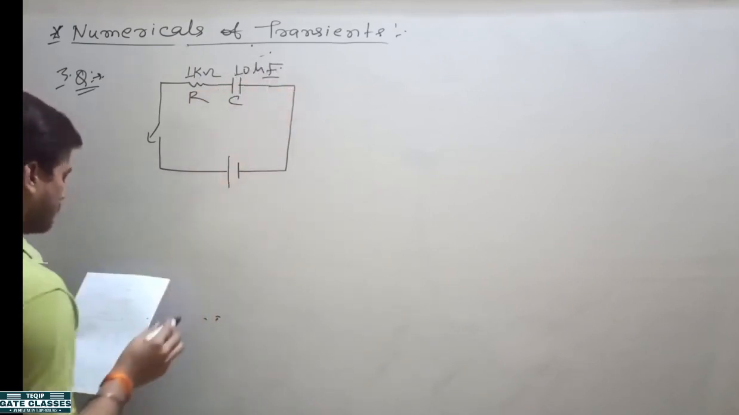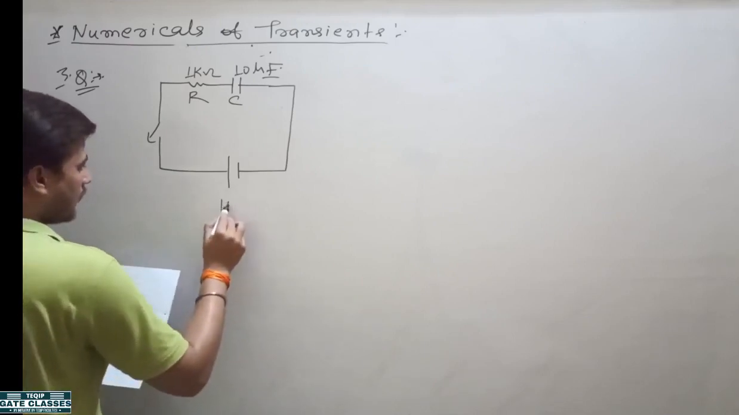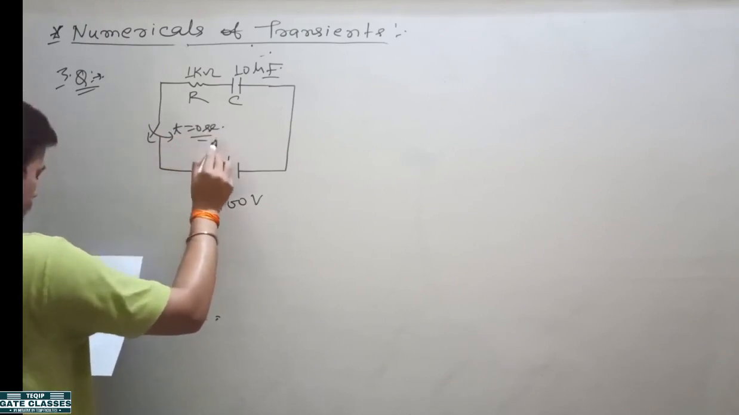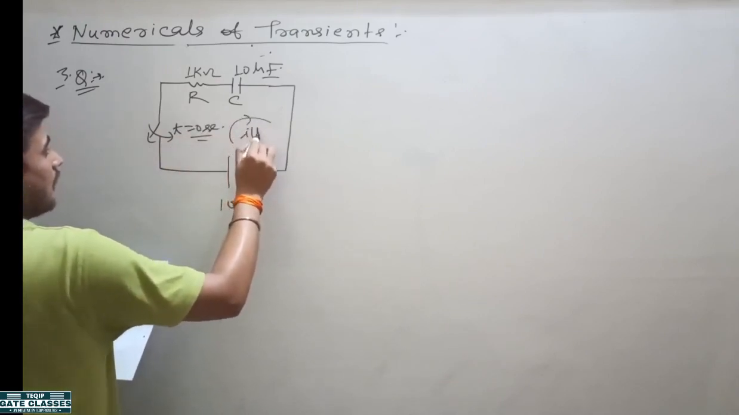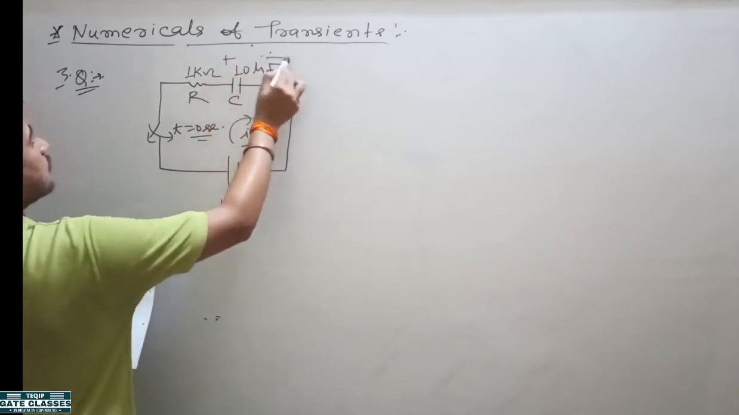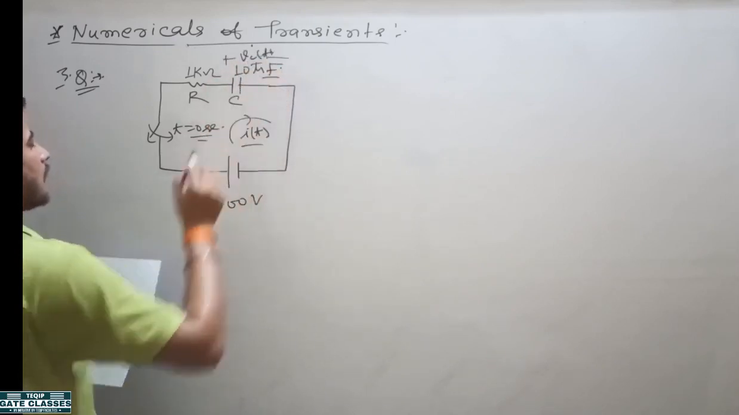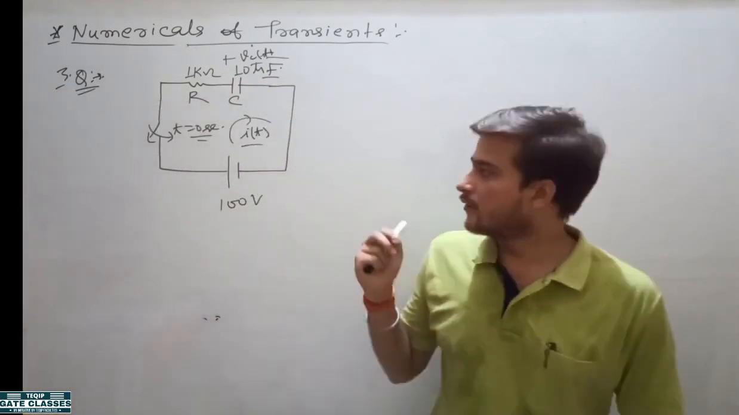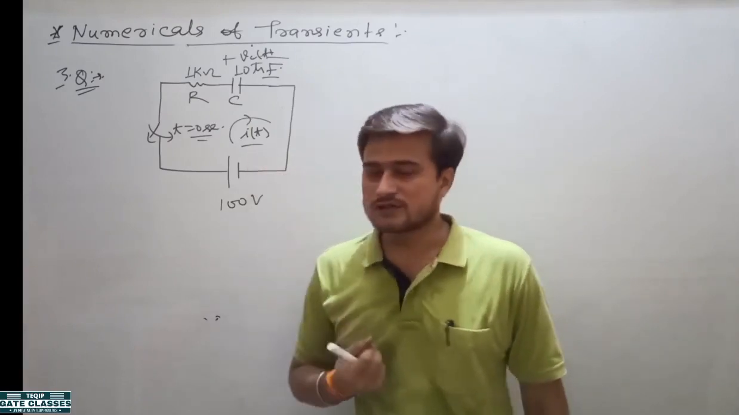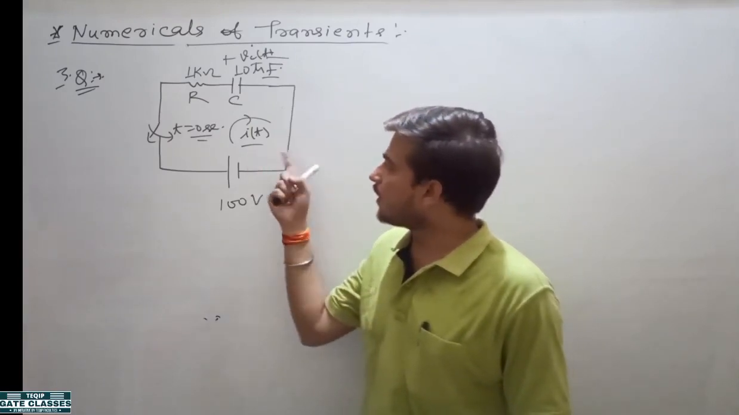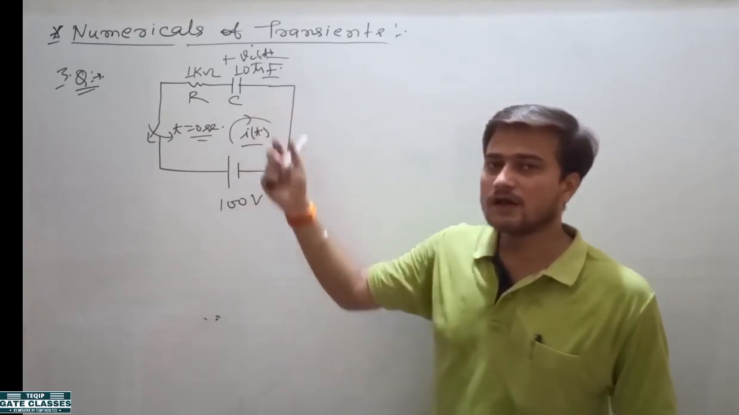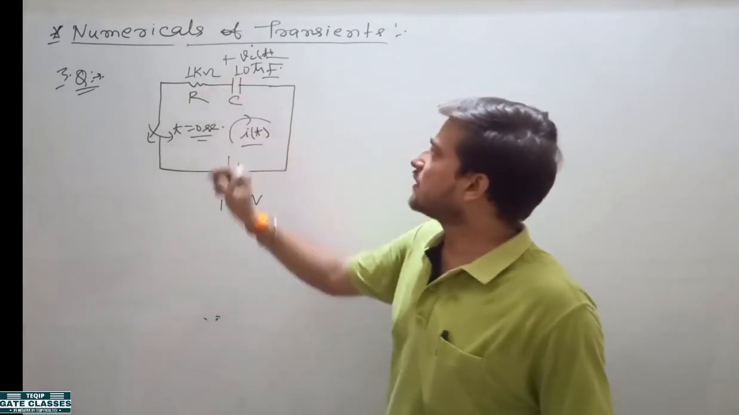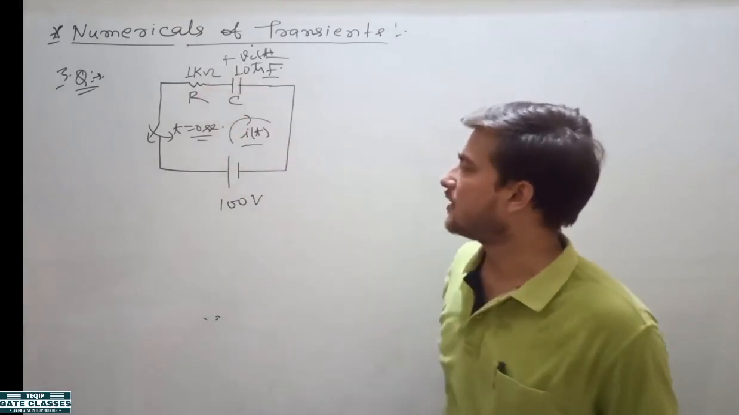Here it is 10 microfarad, 100 volt. The switch is closed at t equal to 0 second. This is the direction of current I(t) and this is the direction of voltage VC(t). Again you have to write the different expressions. Remember one thing, when you start solving this type of question, you must see the direction of current and voltages that have been assigned in the circuit. Clear? Suppose right now they have given the direction of voltage like this one, here it is plus, here it is minus. So it is okay.